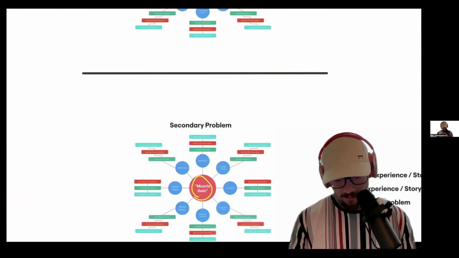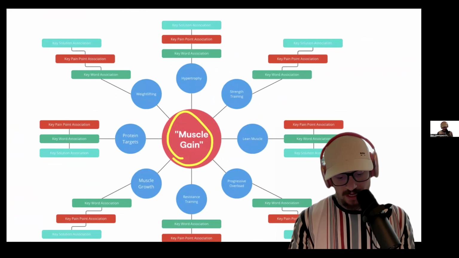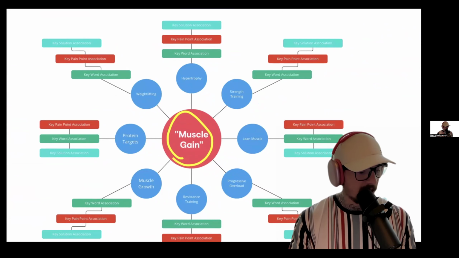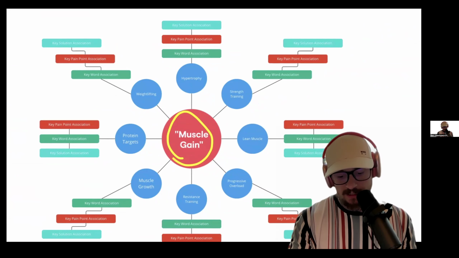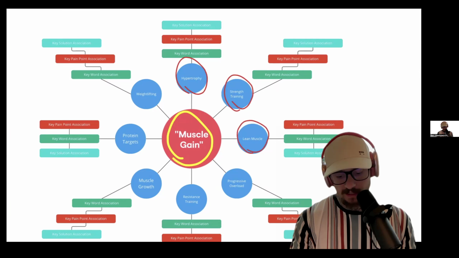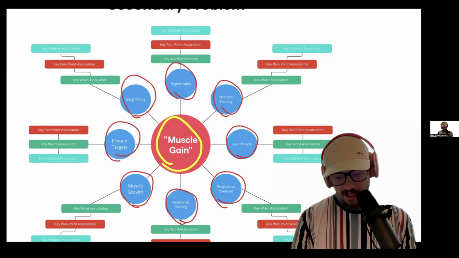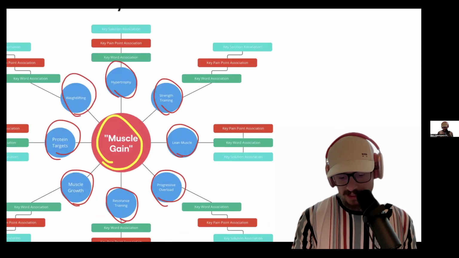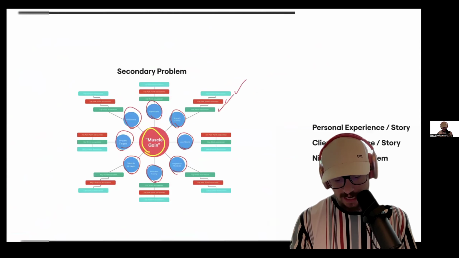So if I zoom out and move down into a secondary problem, it's exactly the same. What we've got is muscle gain as the first starting point. So before I even think about a piece of content, what are people thinking about when they're thinking about muscle gain, right? When someone says muscle gain, what is my audience thinking about? It's going to be hypertrophy, strength training, lean muscle, progressive overload, resistance training, muscle growth, protein targets, and weight, and for example, weightlifting as general stuff. You do the exact same process again, where you skim out and you go into keyword, you then go into pain point, and then you go into a solution.